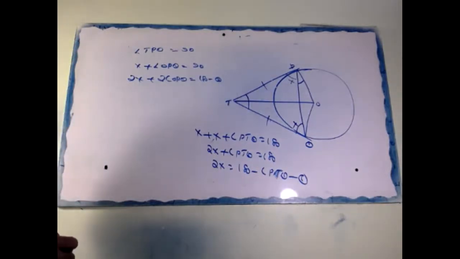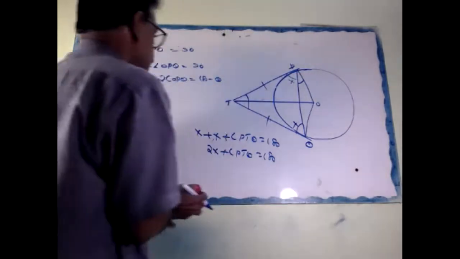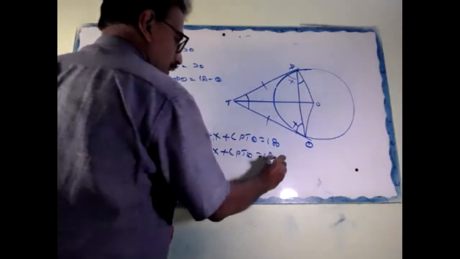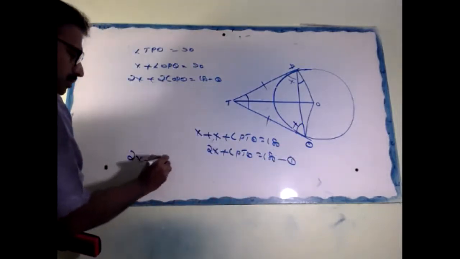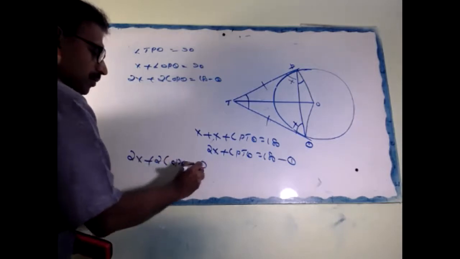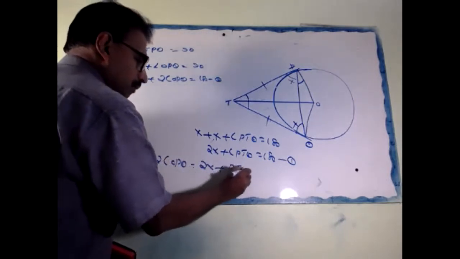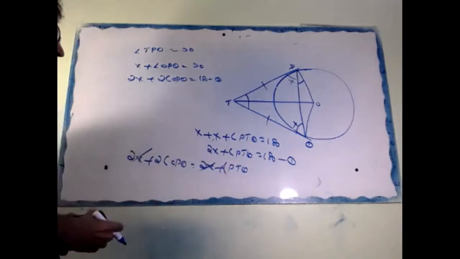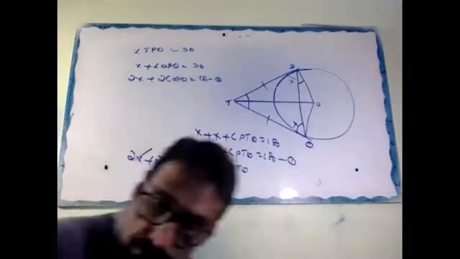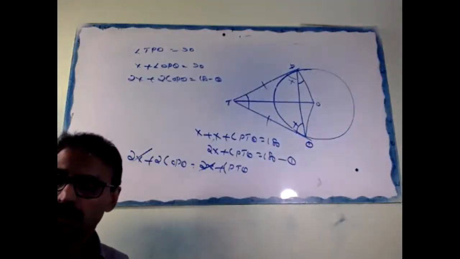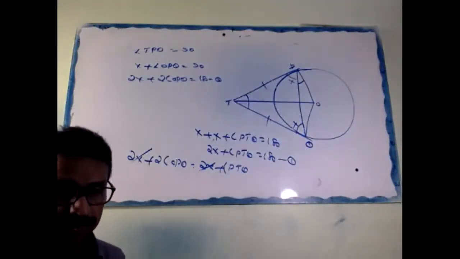Okay, so no need for this one, I think. Okay, so look at here. Let us see. Here 180, here 180. This is 1, here 2. So now 2x plus 2 times OPQ equals 2x plus PTQ. 2x cancel, finish. PTQ equals 2 times OPQ. Okay, I'll do the note.